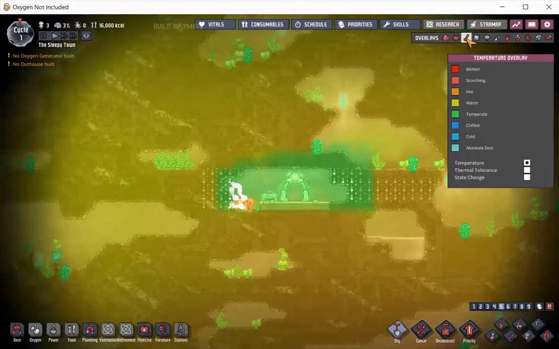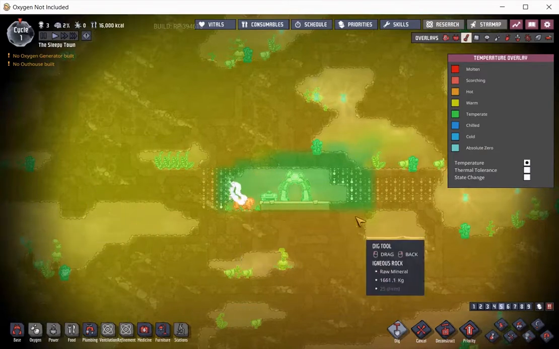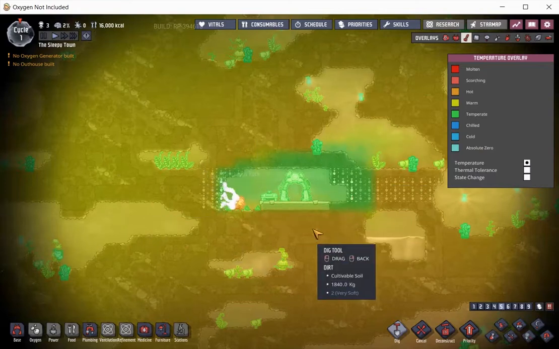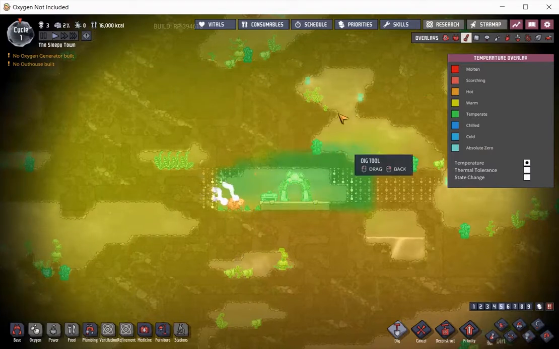And you have to pay attention to the temperature, because I started on a map that has volcanoes on it, so it will heat up pretty rapidly. So eventually I've got to get a cooling system in. Green is best. This is warm. And then beyond that it gets into hot.